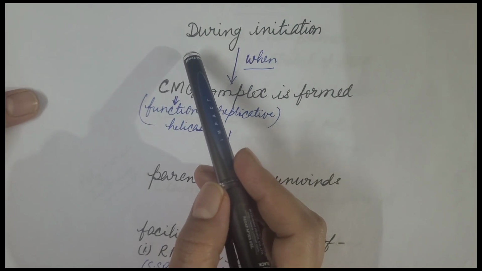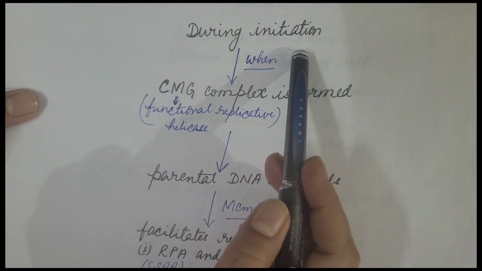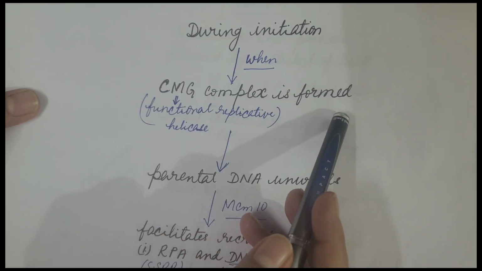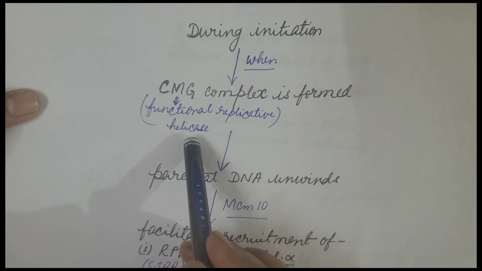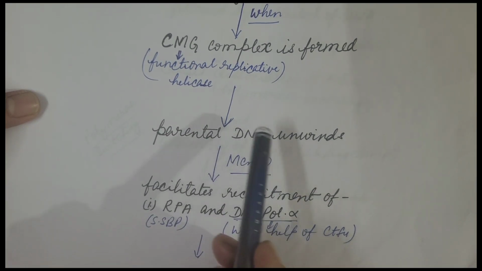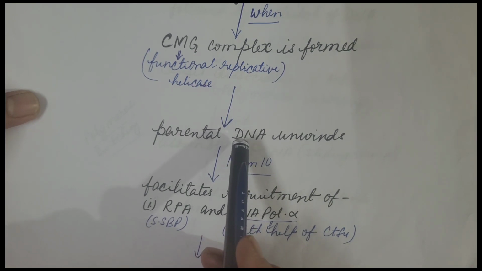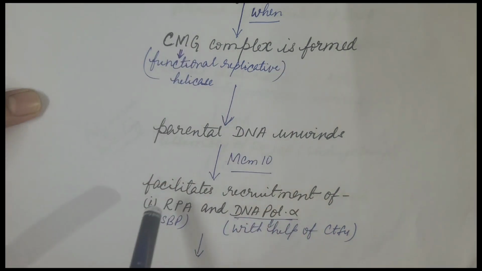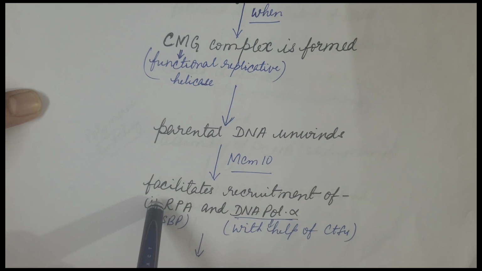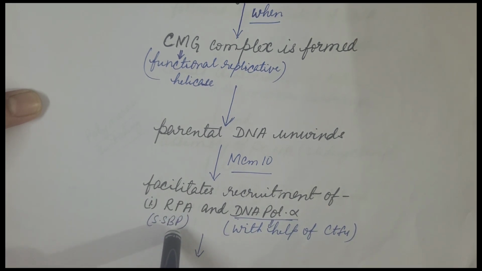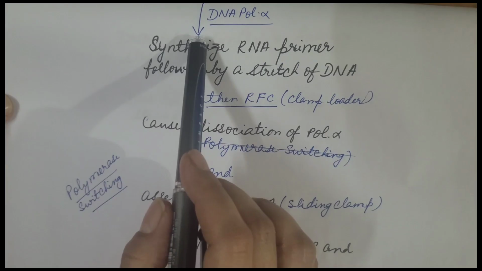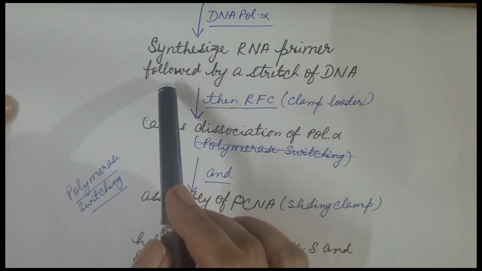Now to understand the elongation step, let us start with some of the events that take place during the initiation. This we have also discussed in the previous video. So we have seen that during the initiation, when the CMG complex is formed, the CMG complex is the functional replicative helicase. Now what happens? Parental DNA unwinds at the origin, that is, the two strands of the DNA separate. This results in single-stranded DNA at the origin. Now MCM10 is recruited, or it attaches to the CMG complex. This MCM10 then facilitates the recruitment of RPA, replication protein A, which is a single strand binding protein that binds to the single strand of the DNA and stabilizes it, and also facilitates the recruitment of DNA polymerase alpha with the help of the CTF4 protein. DNA polymerase alpha then synthesizes RNA primer followed by a stretch of DNA.